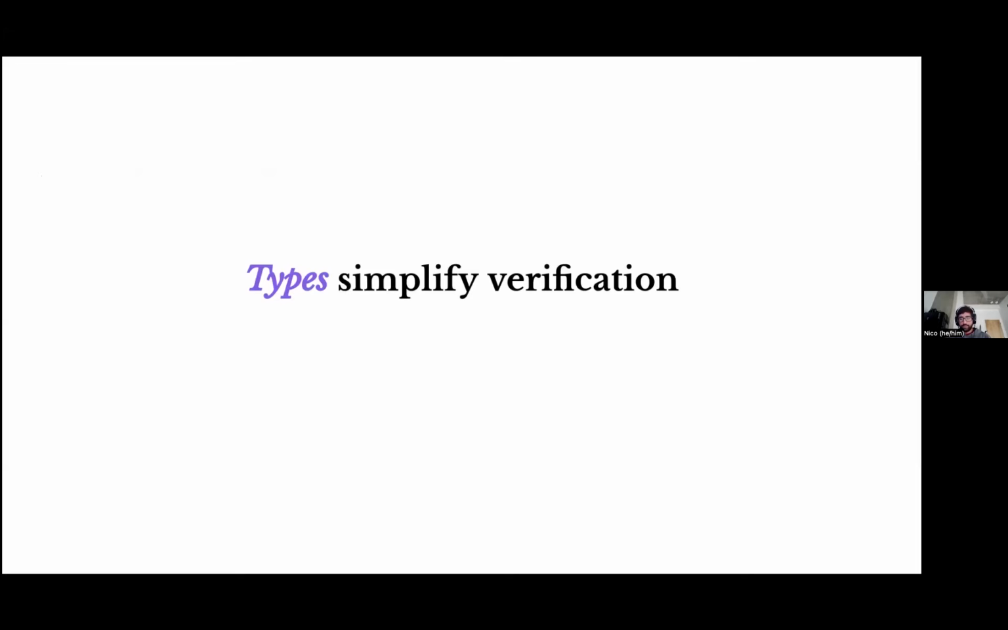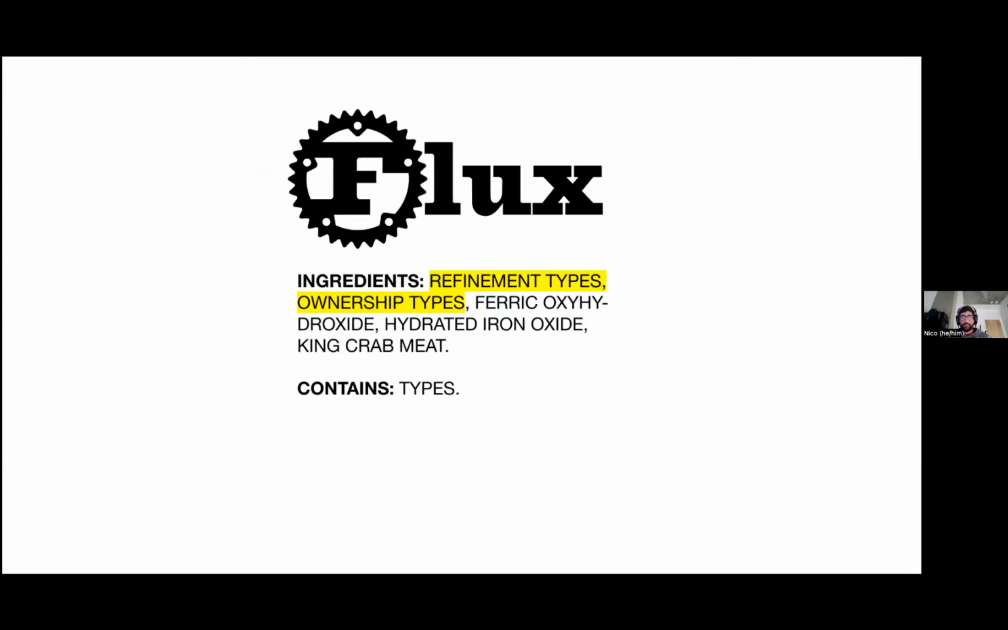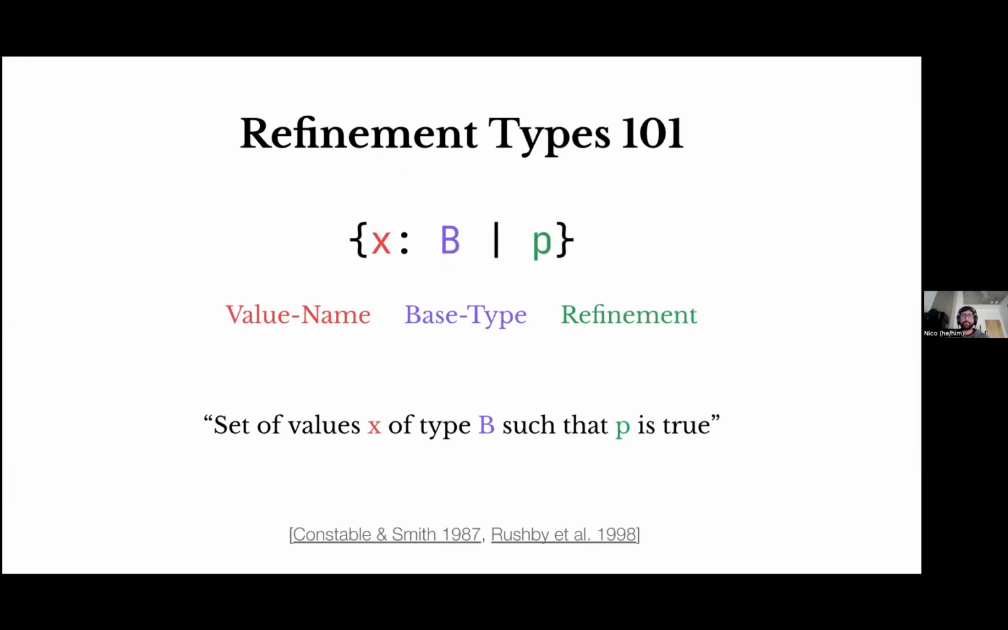The main premise of Flux and similar tools is that types can simplify verification. The theme of this talk is to try to explain how we can use types to do verification. The two main ingredients in Flux are refinement types and ownership types. And I'm going to explain throughout the talk the interaction between these two features that allow us to do verification in Rust. So let's start with refinement types.